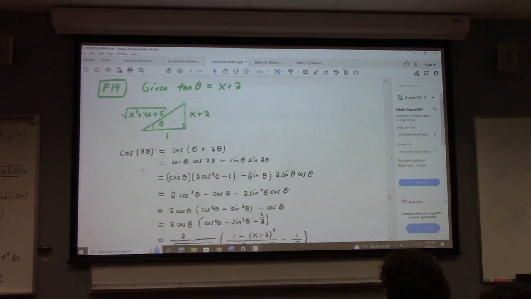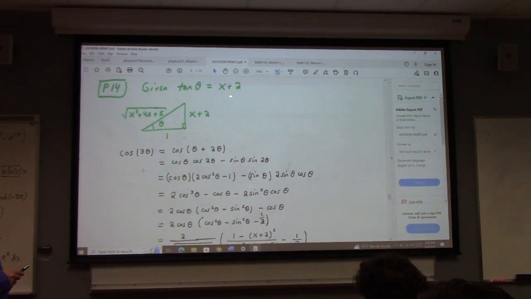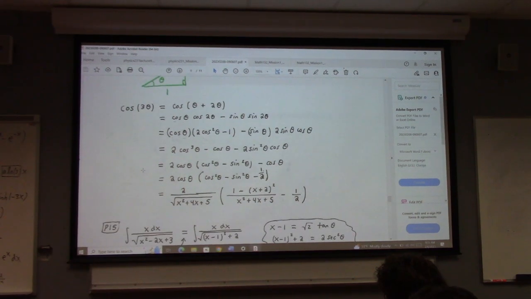Problem 14, I said, how would you rewrite cosine of 3 theta as an algebraic function, given that tangent theta is x plus 2? So what we do is convert cosine of 3 theta to cosines and sines of theta by appropriate application of the adding angles identity. I do it like theta plus 2 theta, which gives me this, and then I can break these into the products of cosine and sine of just a single angle theta. Then I was trying to simplify it. This is what I got to. You might be able to simplify it further, but there it is. That's an algebraic function, right?